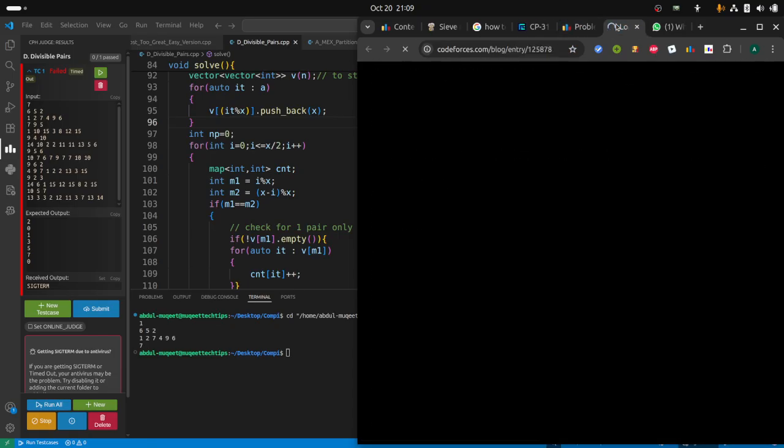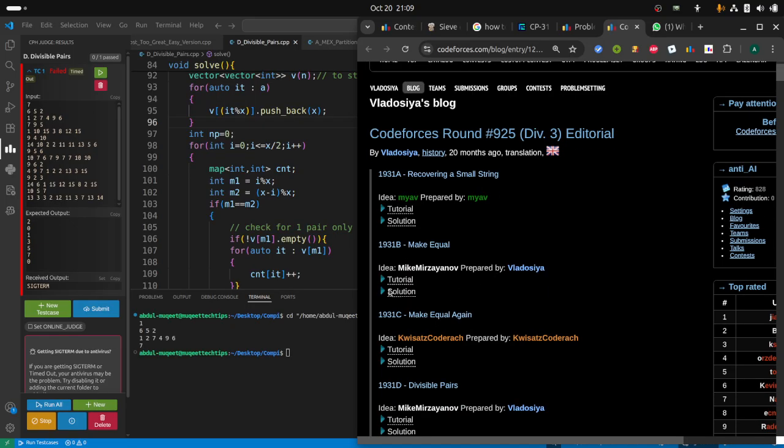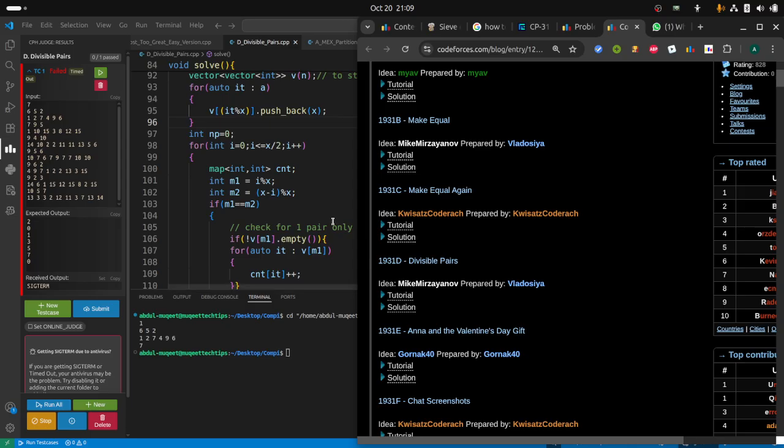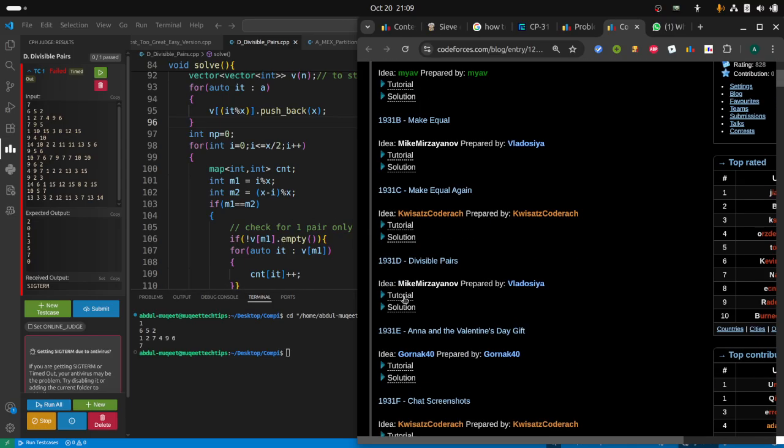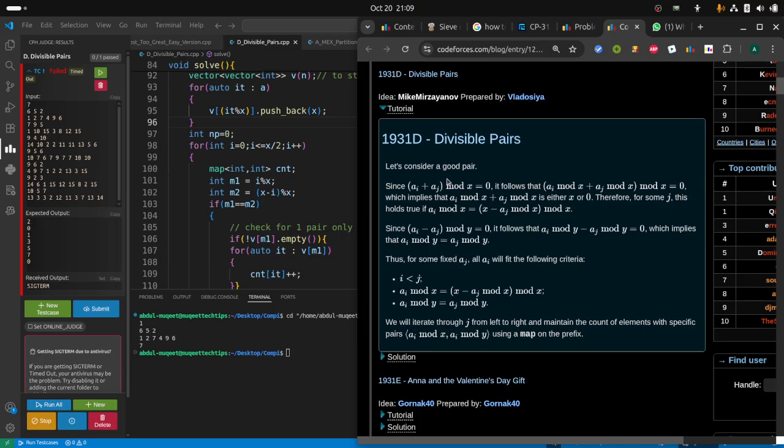Okay, let's read the editorial. Make equal, recovering, make equal again, divisible. Is it a Div? Oh, it's a Div 3 contest. Since A plus B follows the table, if you are not getting a different result, just use some simple criteria.